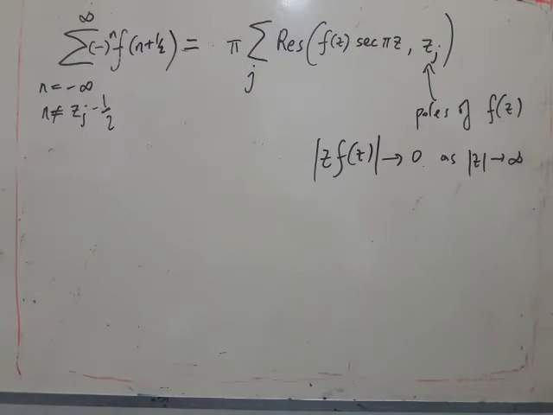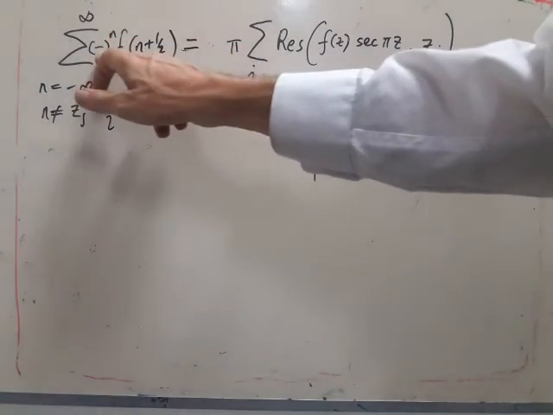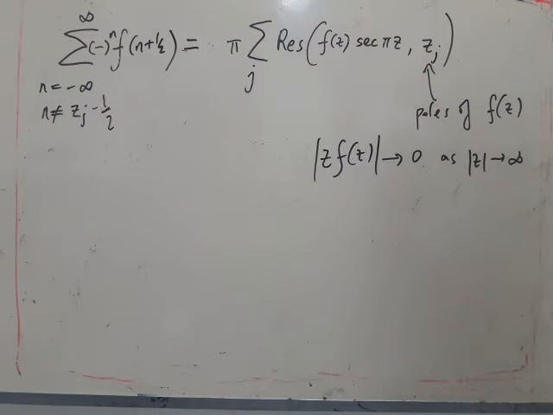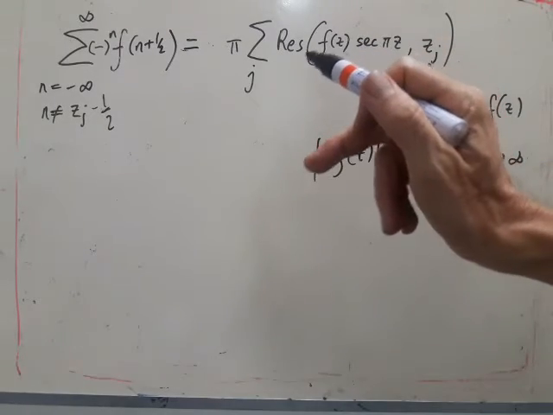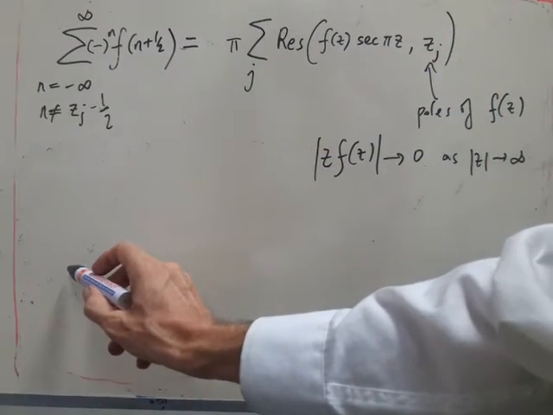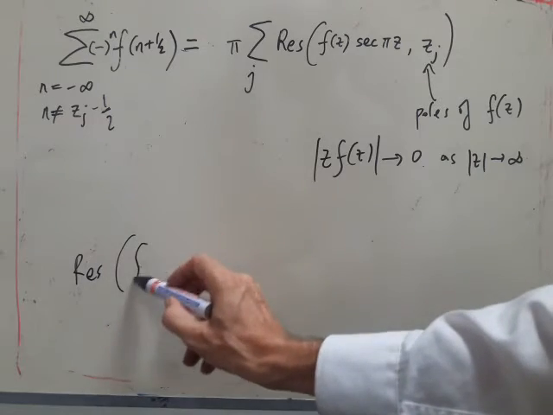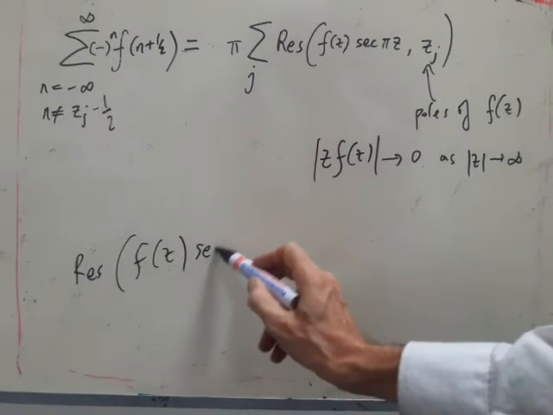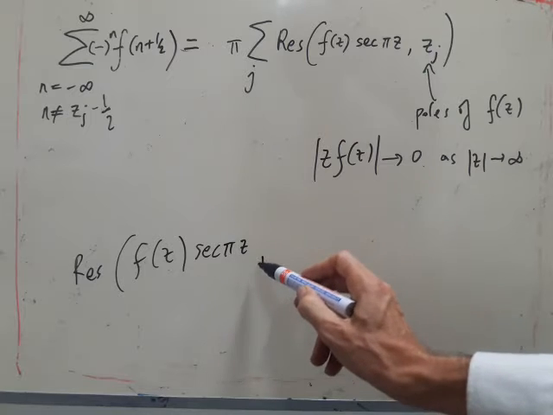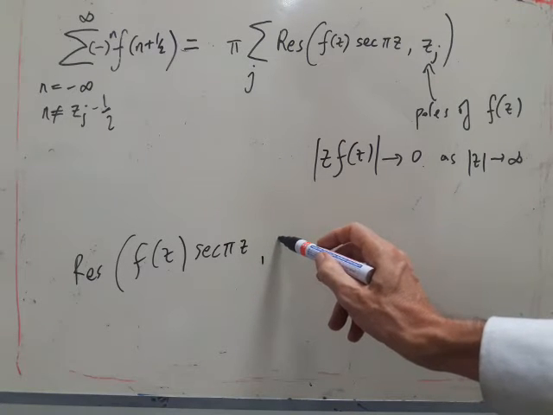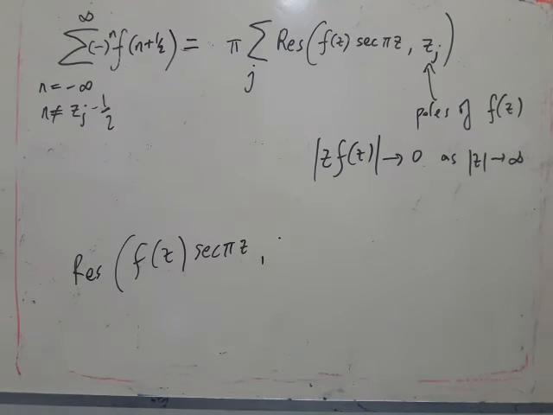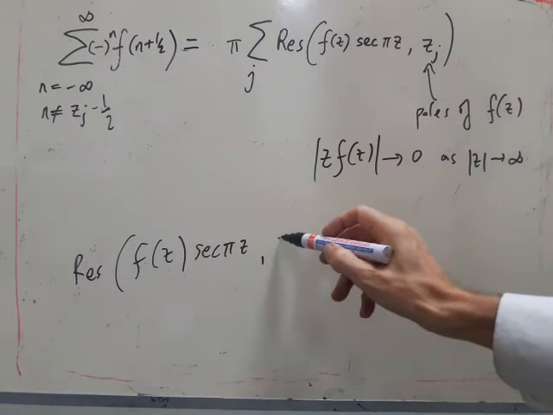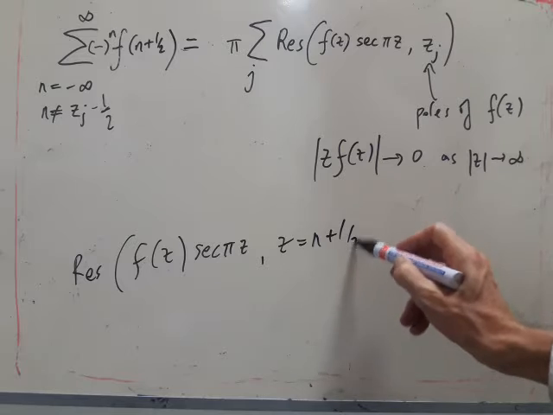So the proof really goes the same as for when we don't have the minus 1 to the n here. The only difference is when we work out what the residue of this expression is at the poles of sec. So sec is 1 over cos, so it has poles at z equals n plus a half.